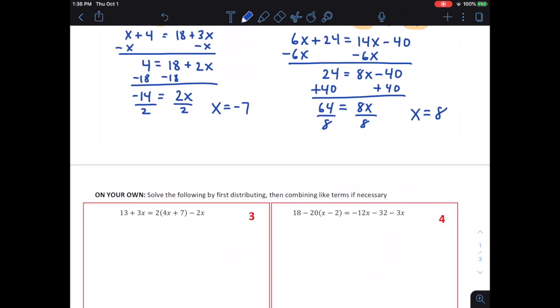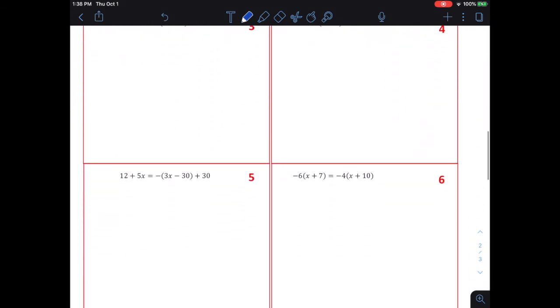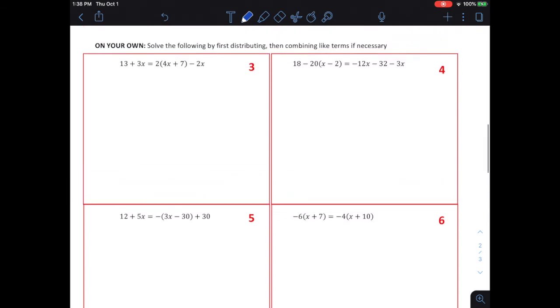Okay, so on the next page, there are 4 of these, problems 3, 4, 5, and 6. You need to do those 4 on your own. Since they're in red boxes, when you are done with them, you need to submit them on Schoology in the assignment that is there for these problems.